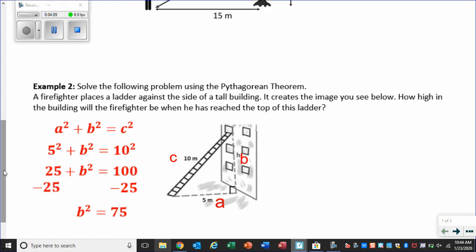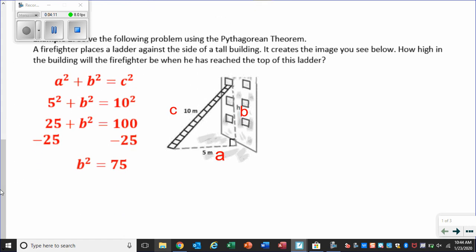Now that I know what B squared is, I can use the inverse operation of square rooting to figure out what B is. So to undo the square, I'm going to square root both sides. That will leave me with B, and then I do the square root of 75 in my calculator, and I end up getting B equals 8.66.